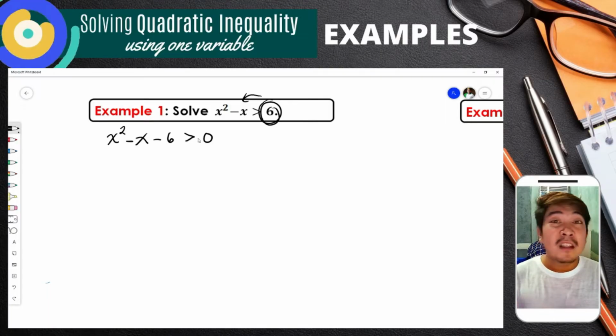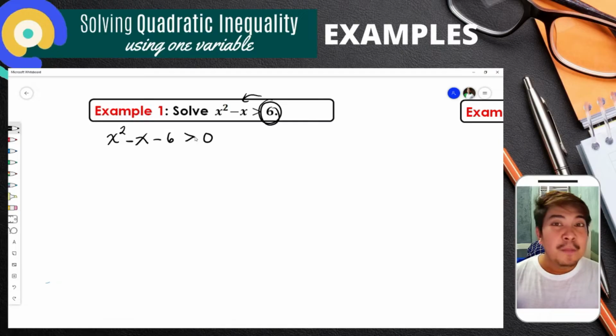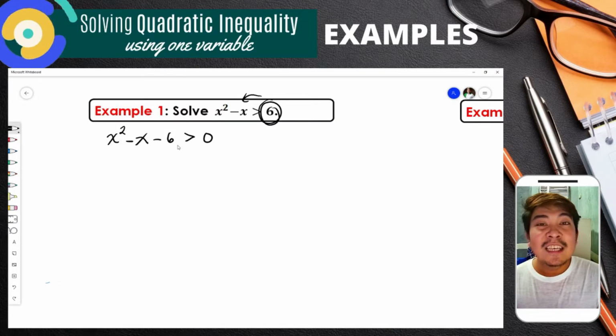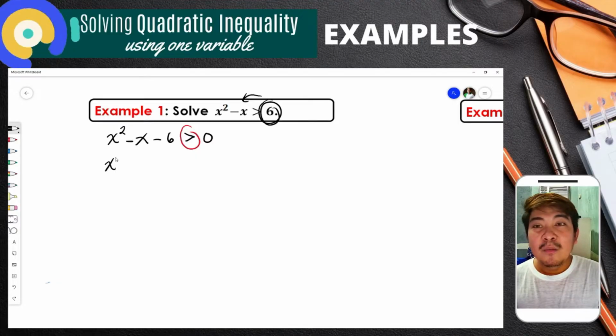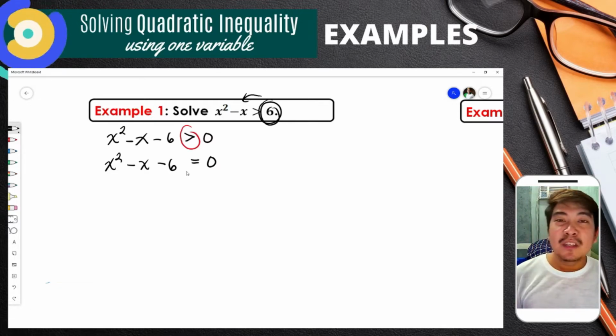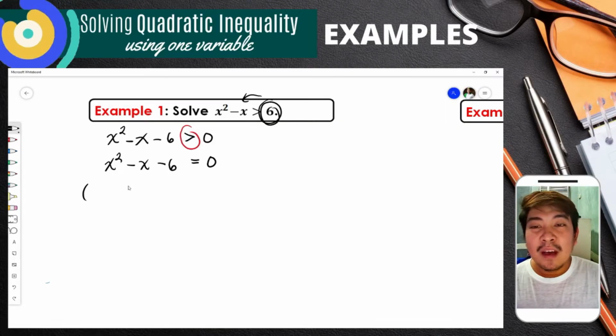So kung mapapansin nyo, parang standard form ng quadratic equation, no? Yun nga lang, hindi siya equation, inequality siya. Lahat ng terms kailangan nasa kabilang side at yung isang side will be 0. Okay? So kung na-transfer na natin, ang kasunod na gagawin, kailangan nating i-change itong inequality symbol na ito sa equal sign. Okay? So let us do that. So we now have x squared minus x minus 6 is equal to 0. Ayan. So quadratic equation na siya. And this quadratic equation can be factored.